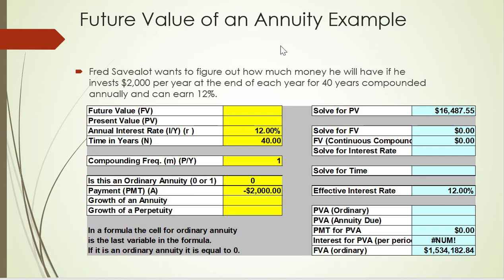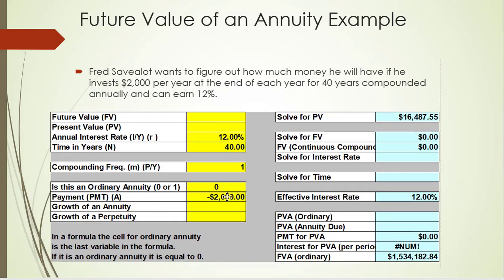So here's a future value of an annuity example. We're going to invest $2,000 a year for 40 years at 12%. How much money would you have in this account if this indeed happened? And the answer is right here. The future value of an ordinary annuity is $1,534,182.